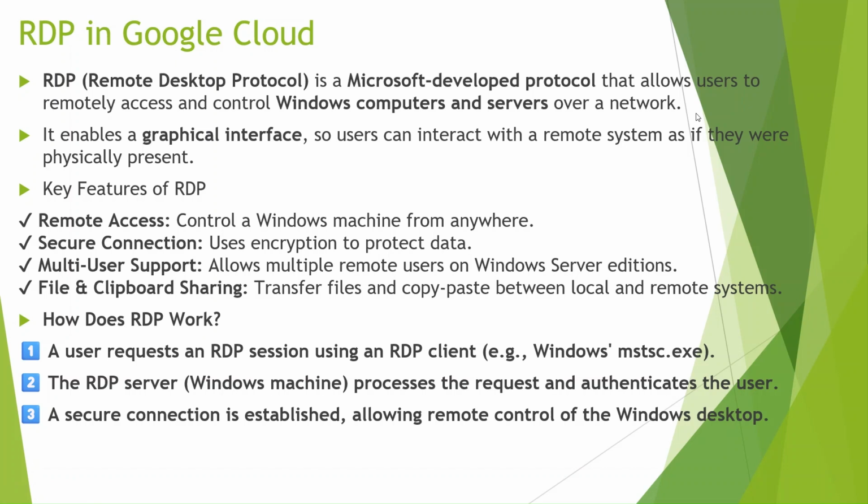So for your Windows machine, we use RDP, and it enables a graphical interface so we can interact with our remote system as if it were physically present. We can log in to our Windows machine with the help of RDP. These are some key features of RDP. It helps in remote access, like we can control a Windows machine from anywhere if we have proper credentials available.